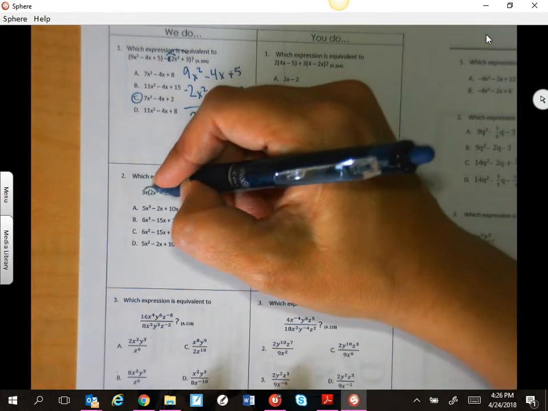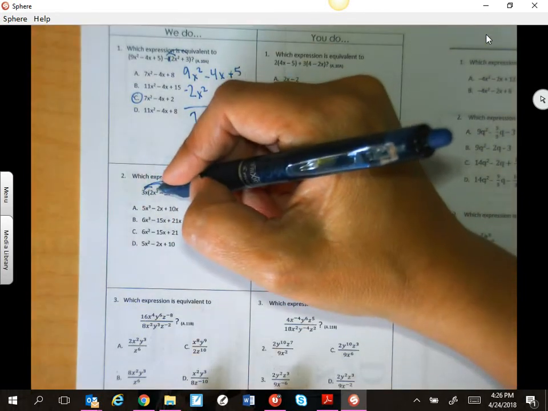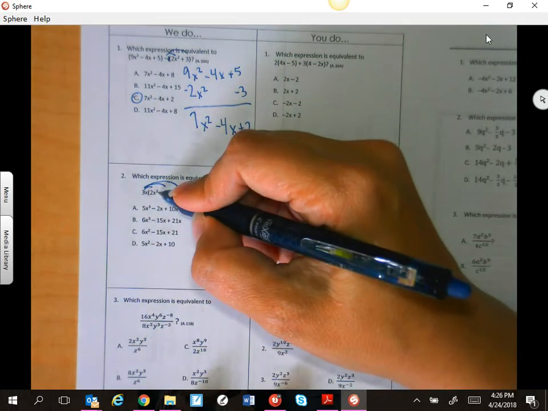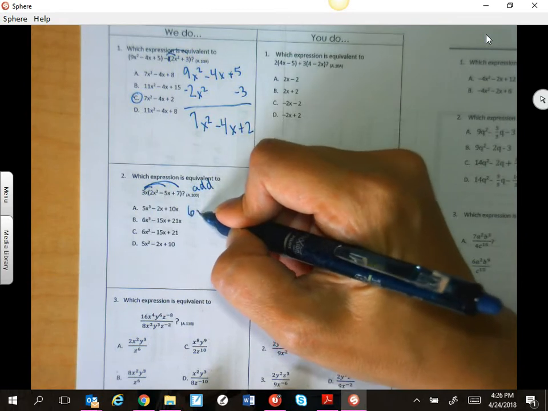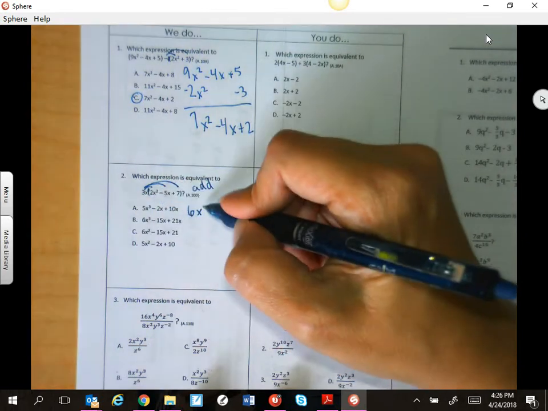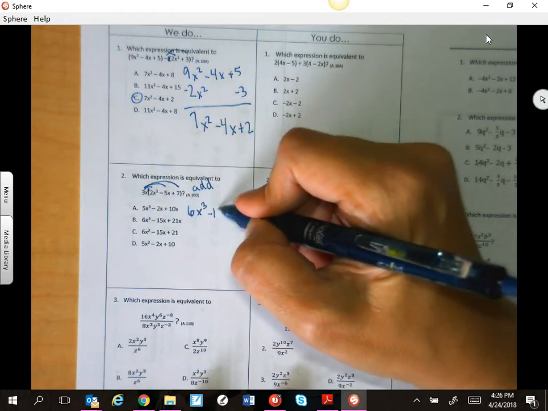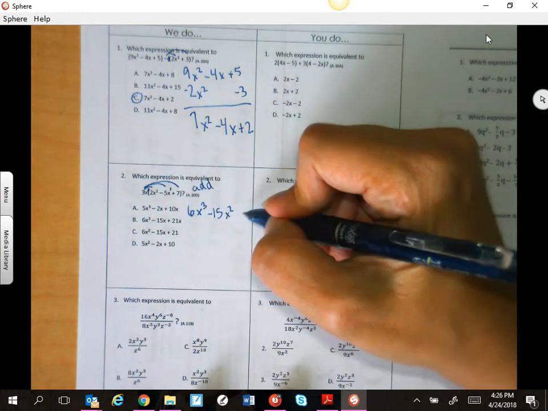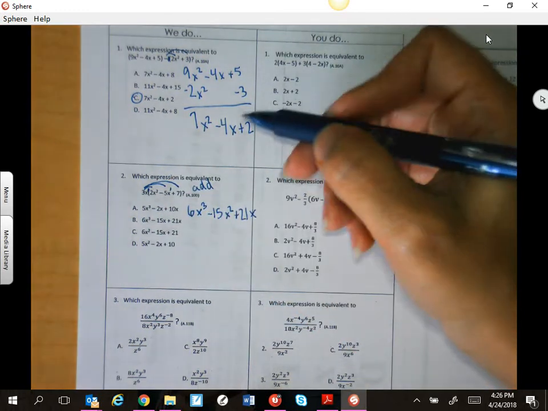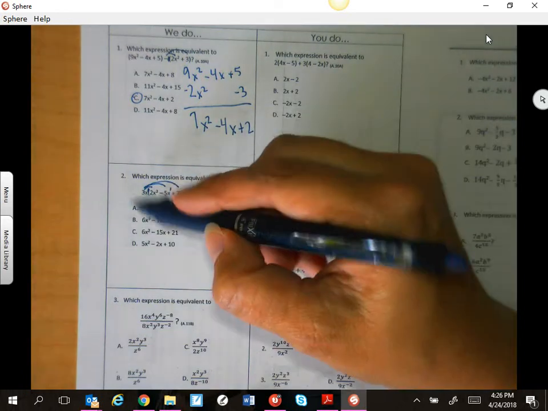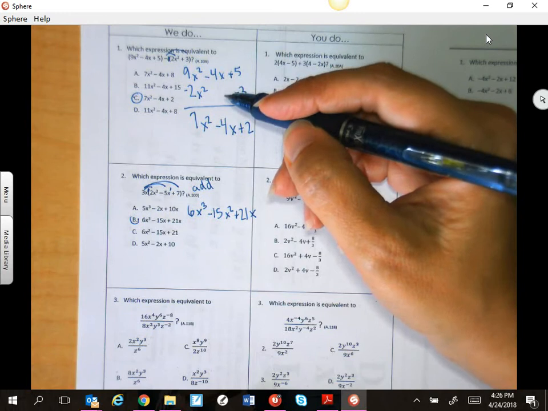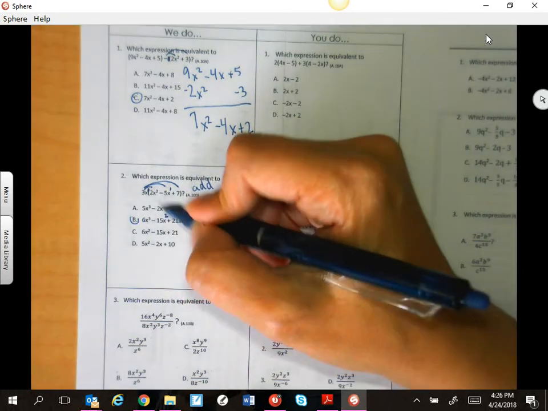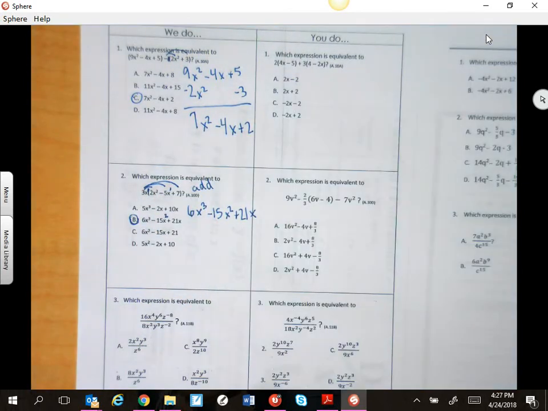Here, we're distributing, which is the same as multiplying, so that means we're going to add the exponents. So 3x times 2x squared, 3 times 2 is 6. This is x to the first, 1 plus 2 is 3. 3 times negative 5 is negative 15, 1, and this is a 1, so x squared. And then 21x. So again, look carefully. It looks like it's going to be, nope, not going to be B. This apparently has a typo. It should be B, where this is a squared. I apologize for that. I will go back in and fix that.